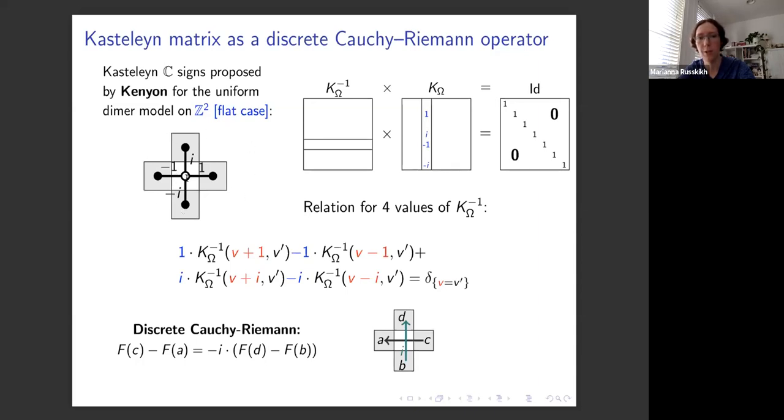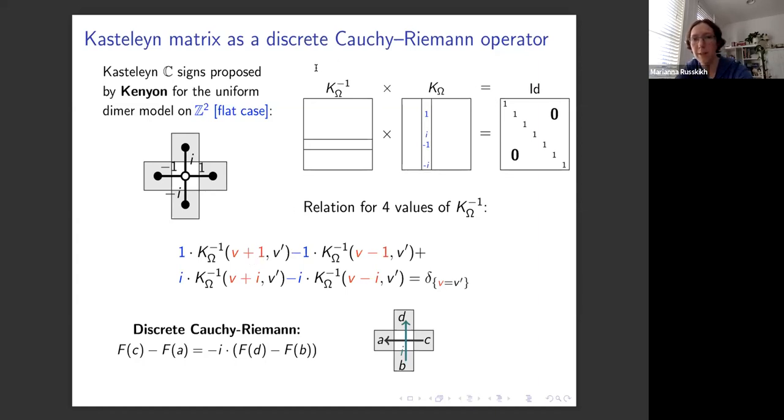So around each white vertex, put weights 1, i, -1, and -i. And first of all, it's easy to check that weights defined in such a way are Kasteleyn weights, so they satisfy the Kasteleyn condition. And the main advantage of choosing weights in such a way is that with this choice, the inverse Kasteleyn matrix considered as a one-point function is discrete holomorphic.